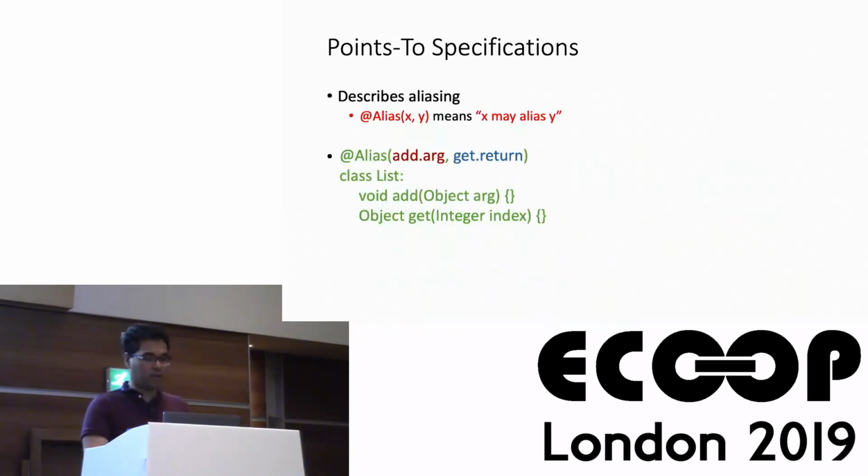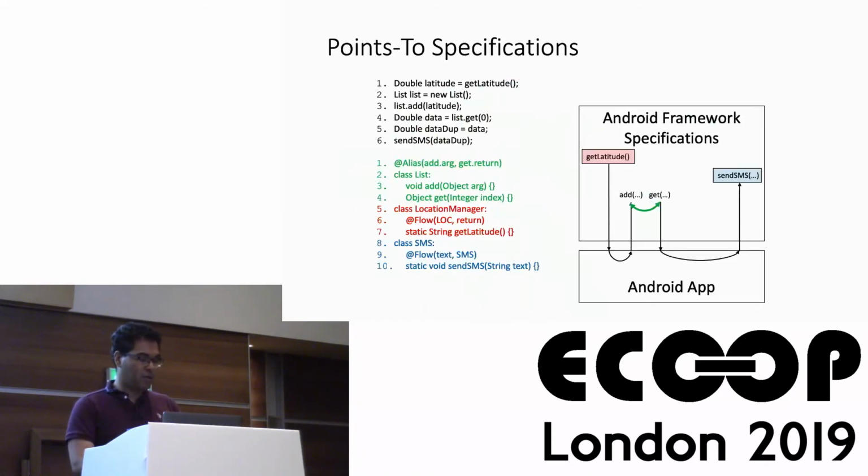Instead, the user is going to provide points-to specifications. These are specifications that summarize the aliasing behavior induced by framework code. In particular, the annotation alias of x y means that a variable x in the framework interface may alias a different variable y in the framework interface. In this example program, for the list class, the annotation says that the argument of the add method may alias the return value of the get method. Once we add this annotation to our system, we can analyze it in place of the Android framework and find our source-sink flow as before.